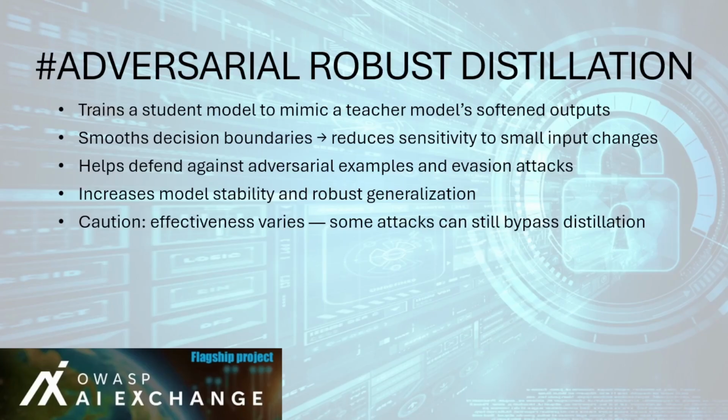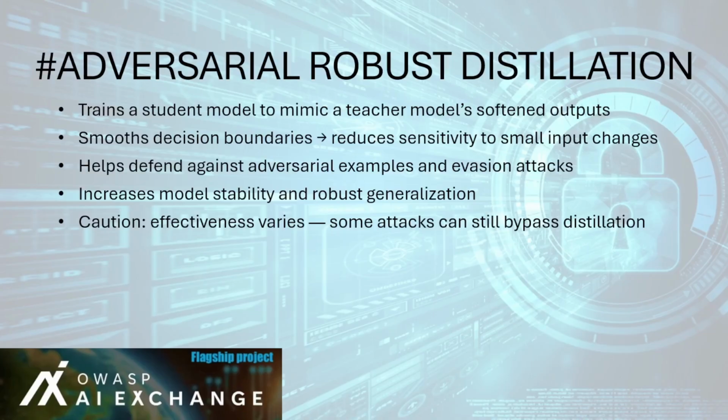Adversarial robust distillation is a defensive AI training technique designed to make models more resilient to adversarial attacks. It works by creating a teacher-student relationship between two models. The teacher model first learns the task and produces soft probability outputs, not just correct or incorrect labels. A student model is then trained to replicate these outputs rather than the raw data labels.